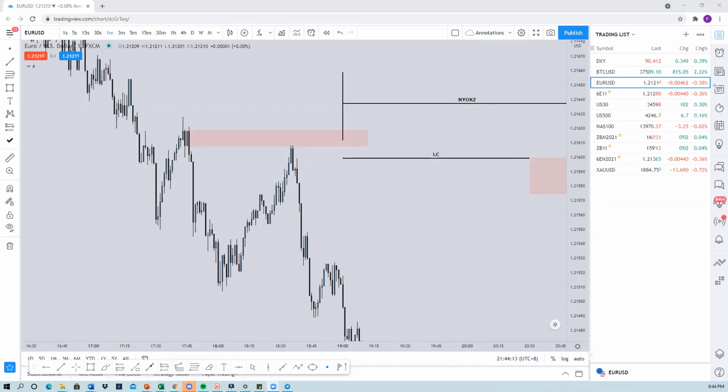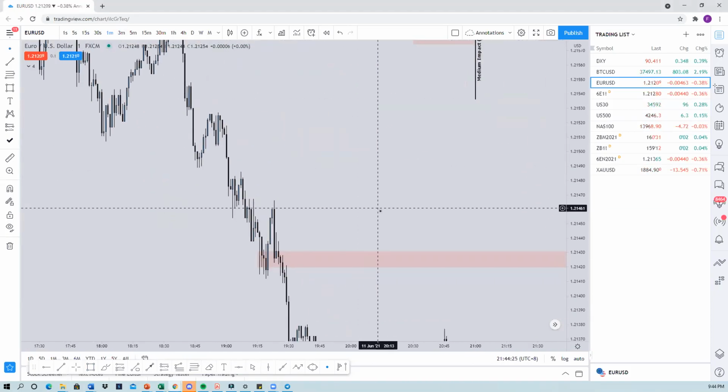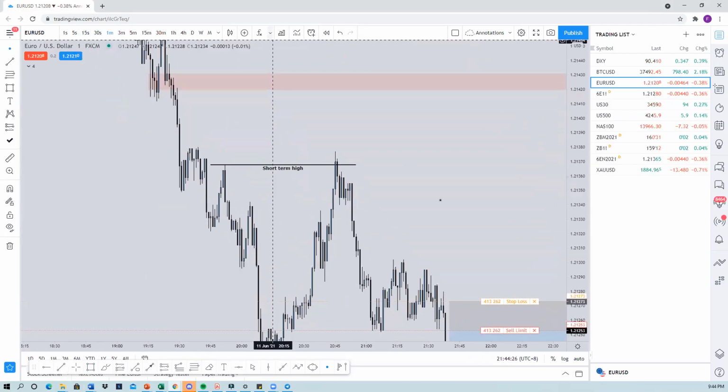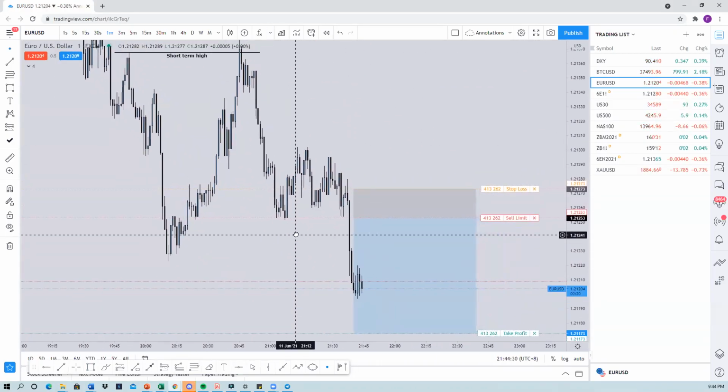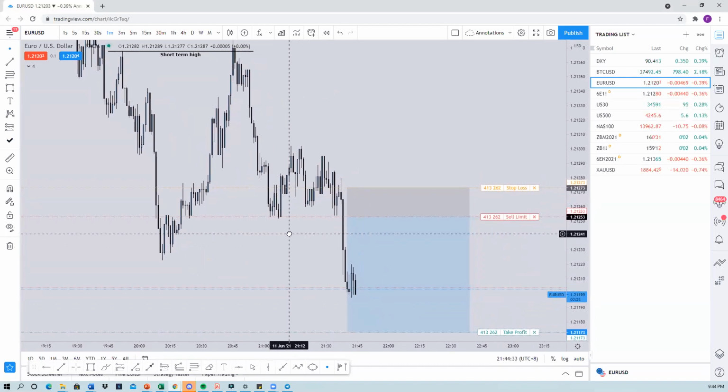If OB plus breaker are in the same price, will it be more effective? OB plus breaker, you mean? Let's try to find an example. I think I get what you mean, but let's see if we can see an example. OB plus breaker. So basically something like this, is it?